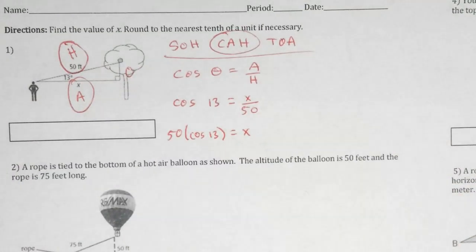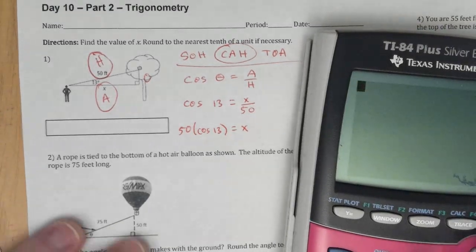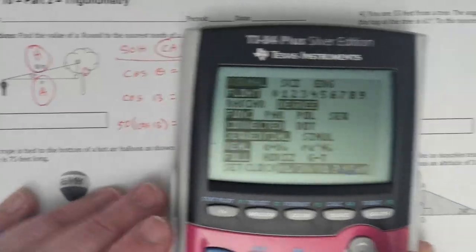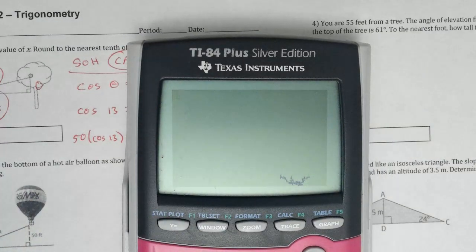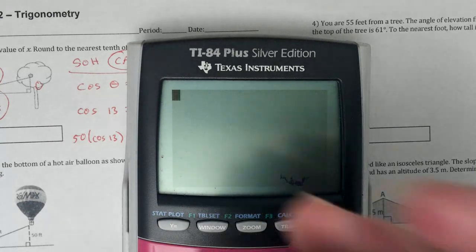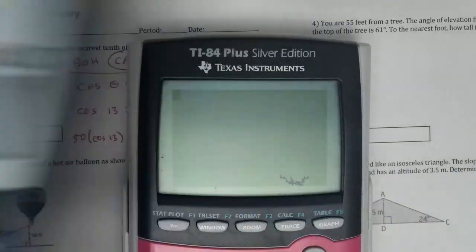All right, so I'm going to put that in my calculator. A couple of things I need to make sure of. One, I need to make sure that I'm in degrees. You definitely want to make sure you're in degrees, depending on your calculator. When that happens, it'll say degrees right here.